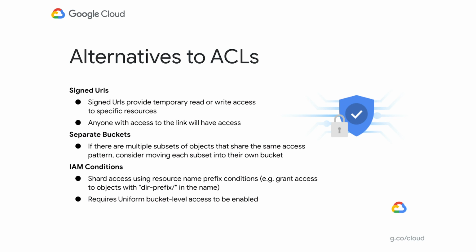Signed URLs allow you to delegate time-limited access to your GCS resources. Your code generates a URL which contains authentication info in the query string that's tied to a specific identity, usually a service account. And that URL is sent to an end user for download.